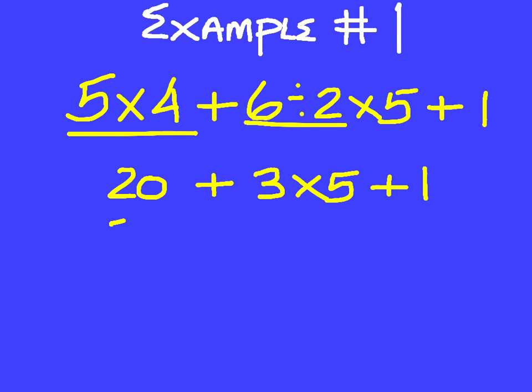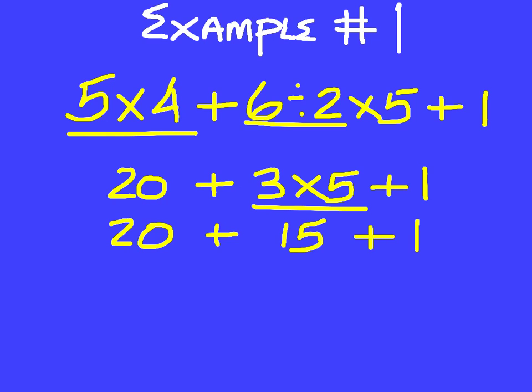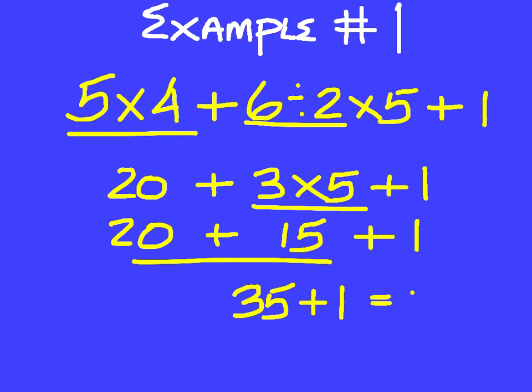But you still have multiplication by 5 left. So you have to go do that. That's 15. And then add them up from left to right. 20 plus 15 is 35. And plus 1 is 36.